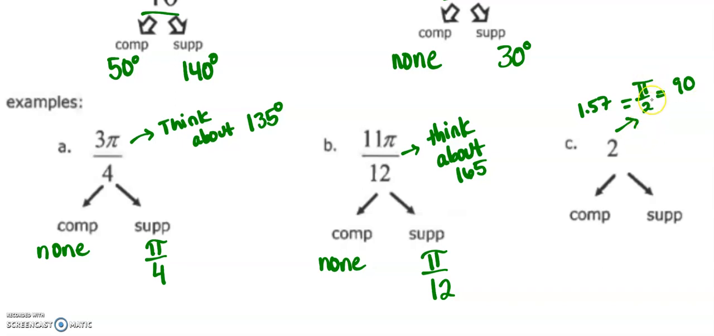So pi over 2 is that 90. That's where we decide whether or not we get a complement. And pi over 2, well, pi is a number. Pi divided by 2 is 1.57-ish. So this number, 2, is bigger than 1.57, so there's no complement here either. But there is a supplement, and that we can just say is pi, which is 180 degrees, minus 2. We're just going to leave it like that, whatever that difference is.